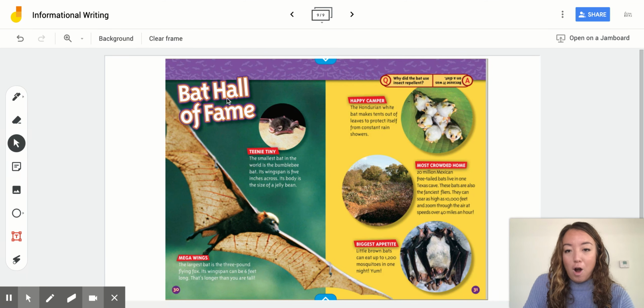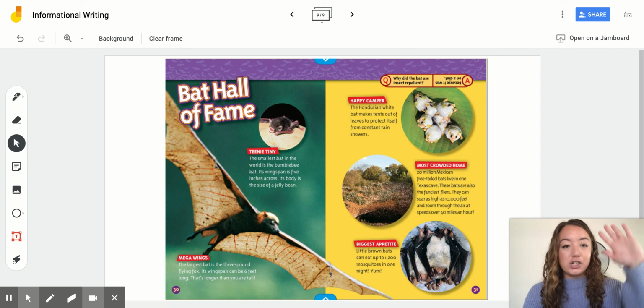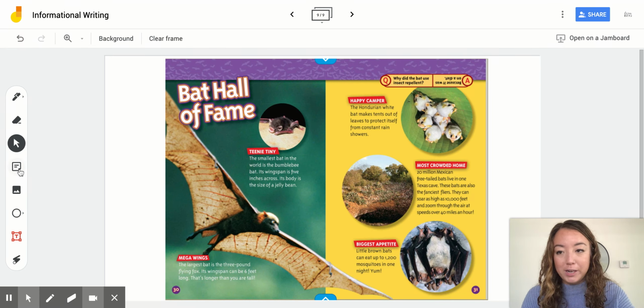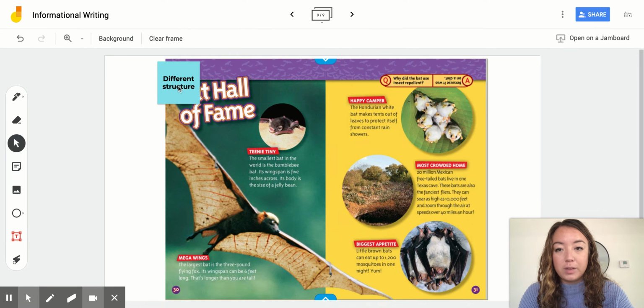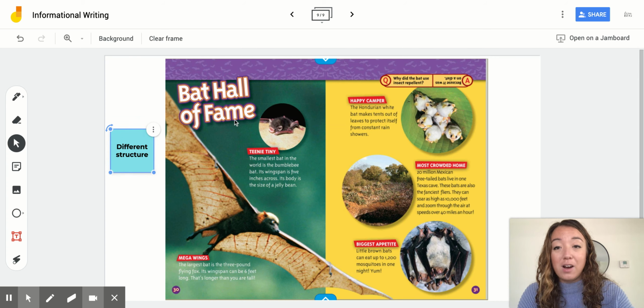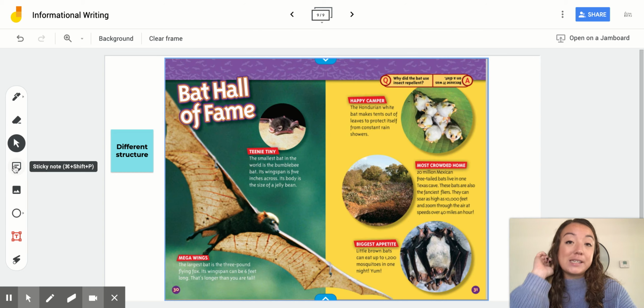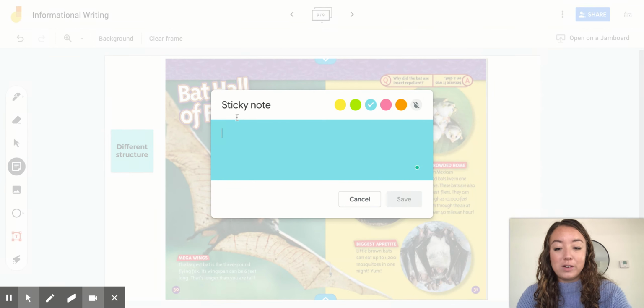Ooh, Bat Hall of Fame. I love the way this page is organized. It's not just words and a picture, but it's little paragraphs or chunks of words under each picture. So I'm going to make a note. I like this different structure or different organization of this page. Okay. I also, again, love this heading, Hall of Fame. It sounds like maybe they're celebrating or giving out awards for different types of bats.